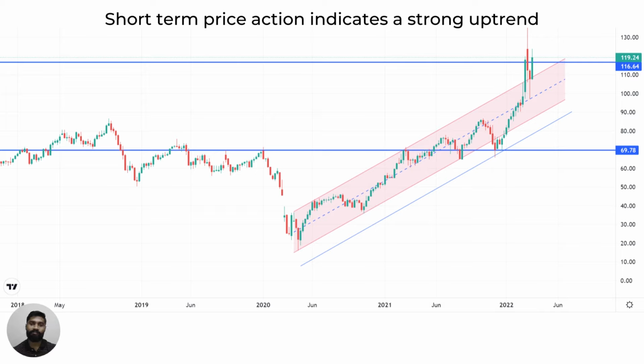Very recently, because of the Russia-Ukraine crisis, the prices broke through the parallel channel and through the long-term resistance at $116 to $120 to test $139 a barrel. But right now it is trading just below the upper line of the parallel channel. So even though the short-term price action is indicating a strong uptrend, there is a very strong resistance level at around $116 to $120, which the price has to break through before resuming its uptrend.